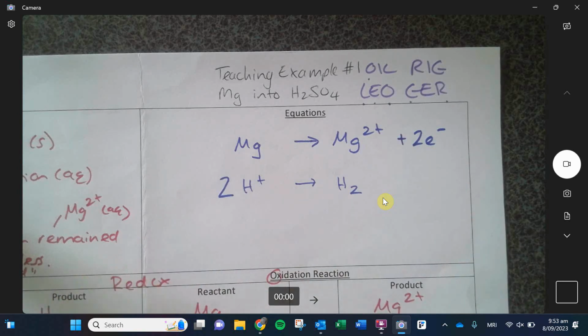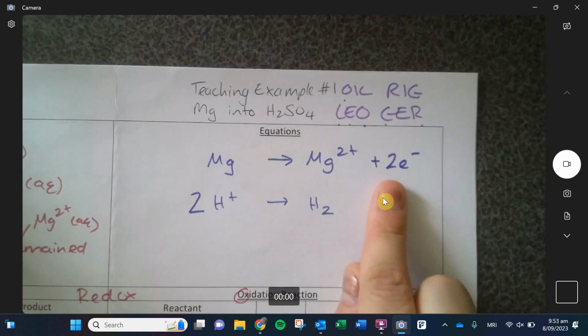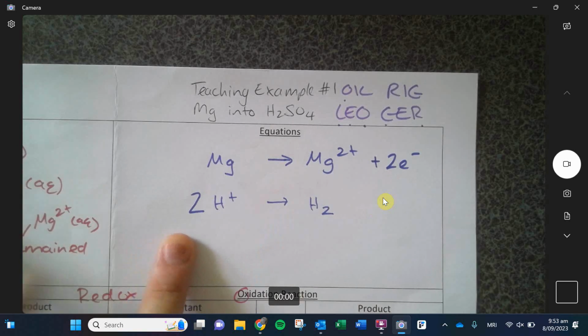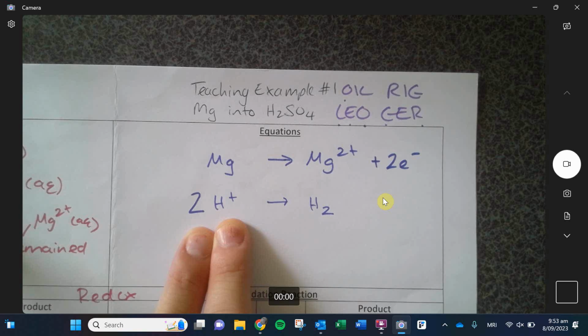That also matches what we said in the bottom half with our justification. 2 electrons are lost, and we see that 2 electrons are lost because they're on the product side, and they're now going to go to the reduction half of the equation with the hydrogen. Are we okay with that so far?